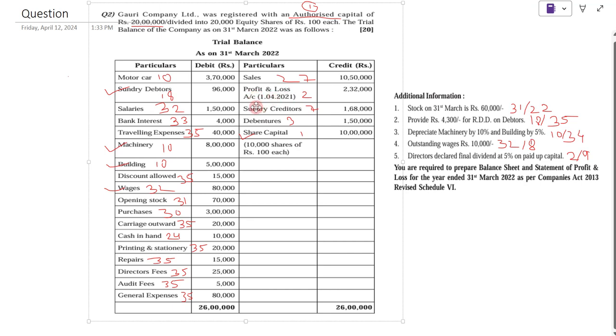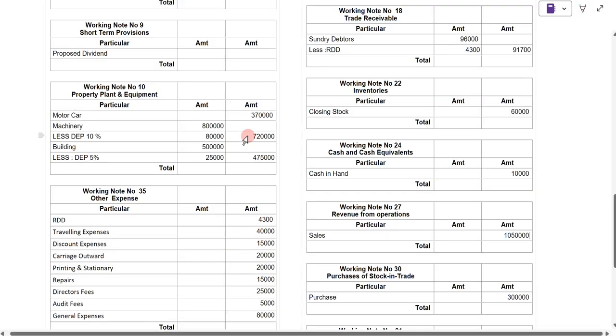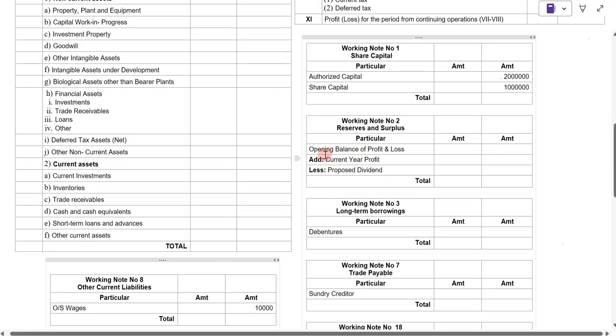Next, profit and loss account as on 1st April 2020-21, note number 2, 2,32,000. This is the profit of last year. So the opening balance of profit and loss, that is written in the inner column, 2,32,000. Then we have to add the current year profit and less the proposed dividend.